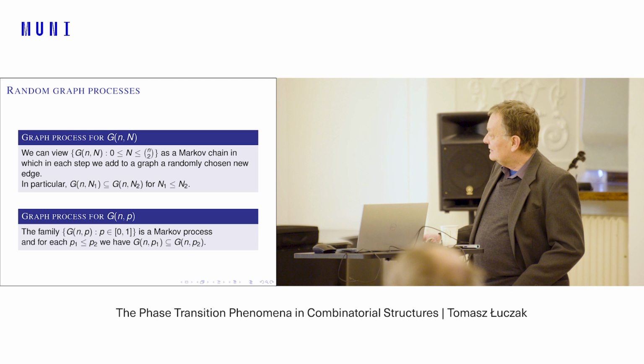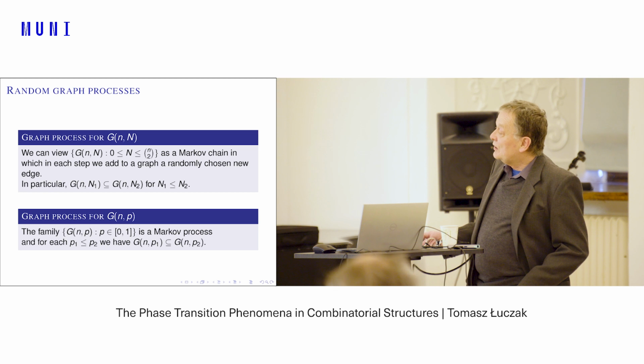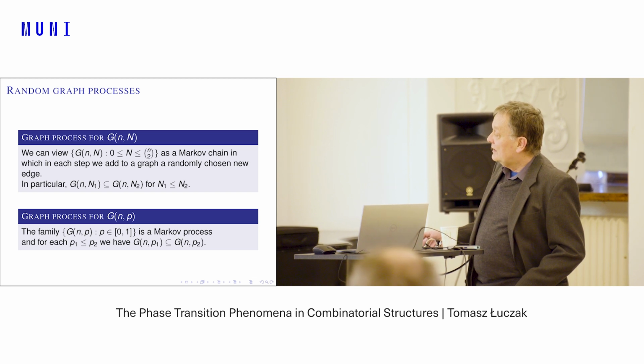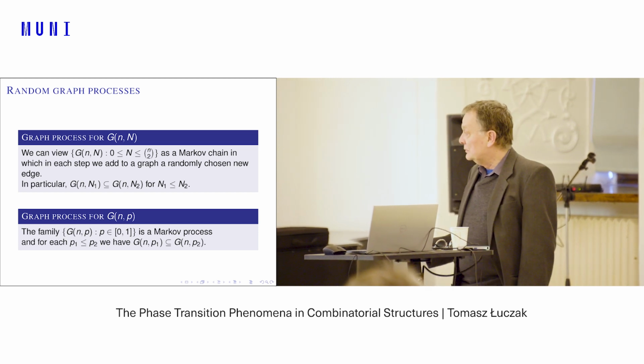The same is true for G(n,p). Sorry, there is a first typo; I'll notice it should be G(n,p). For the family of G(n,p), we can also find a coupling of these probability spaces, which can be interpreted in the following way: G(n,p1) is included in G(n,p2), provided p1 is not larger than p2.